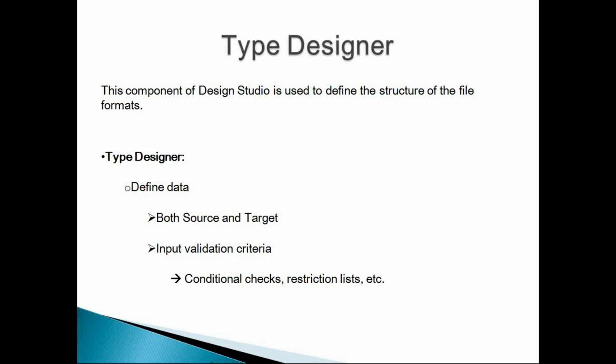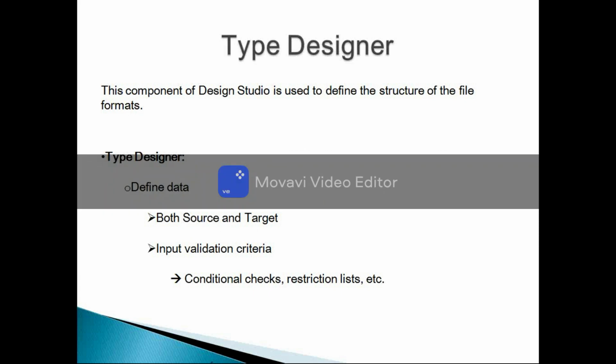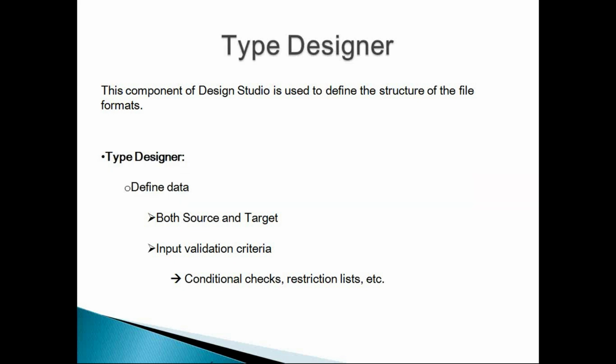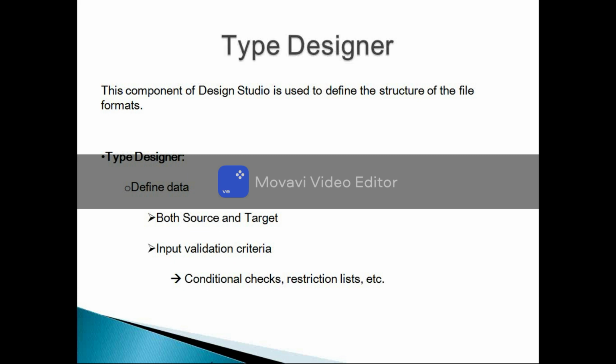While doing the type tree creation, we can add extra conditional checks and restriction lists. A restriction list is nothing but, suppose we have created one field, we can add restrictions saying that the values for this field should belong to only something like ABC or XYZ or DEF. We can add the restriction saying that this field should accept only these values.